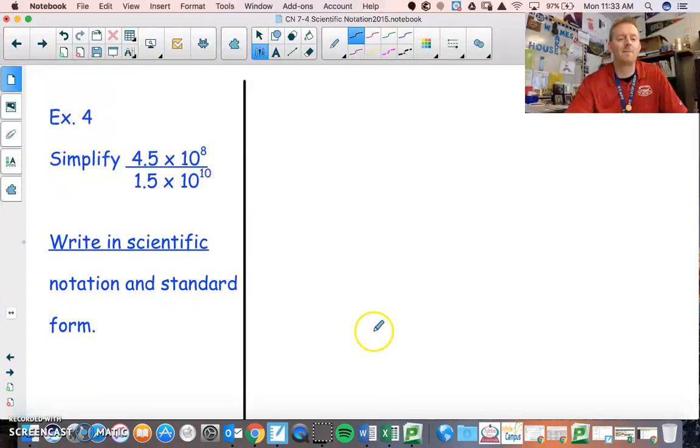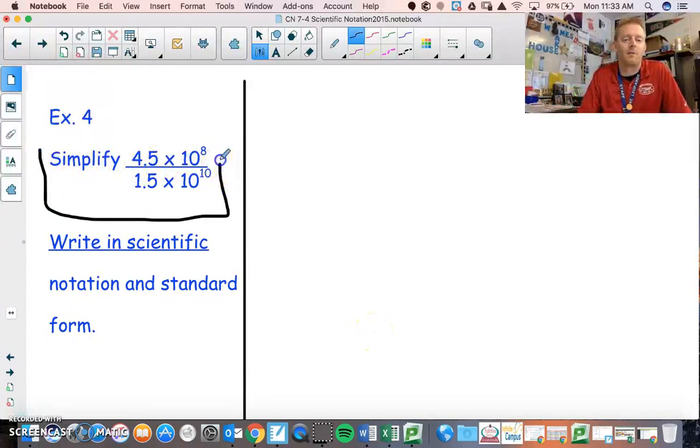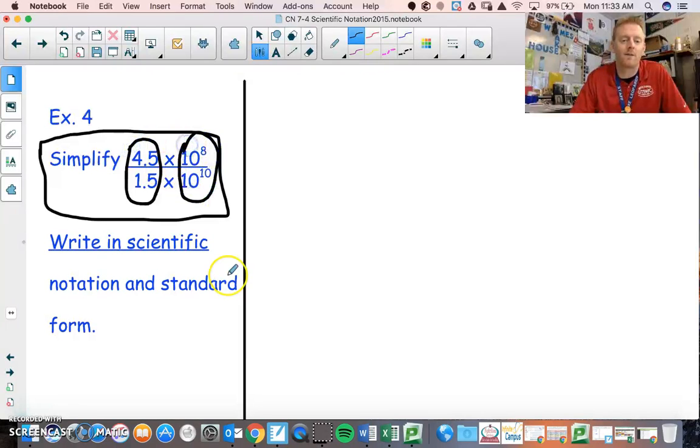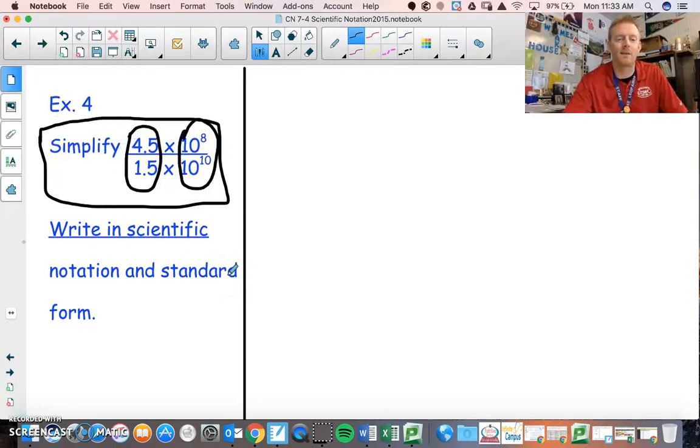Now we're going to use that same idea for this one. This will be the one that I ask you guys to do on your own, and then we'll start class with talking about this specific problem. Same idea: simplify the things that go together. See if you can put that into scientific notation and into standard form, folks.